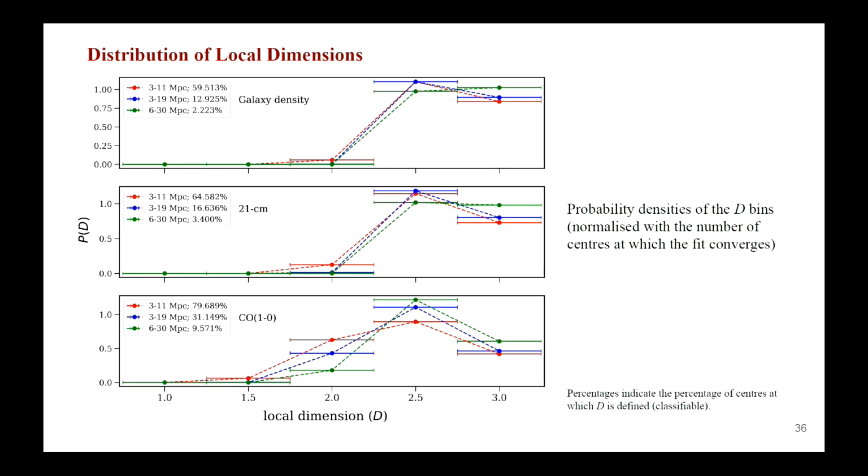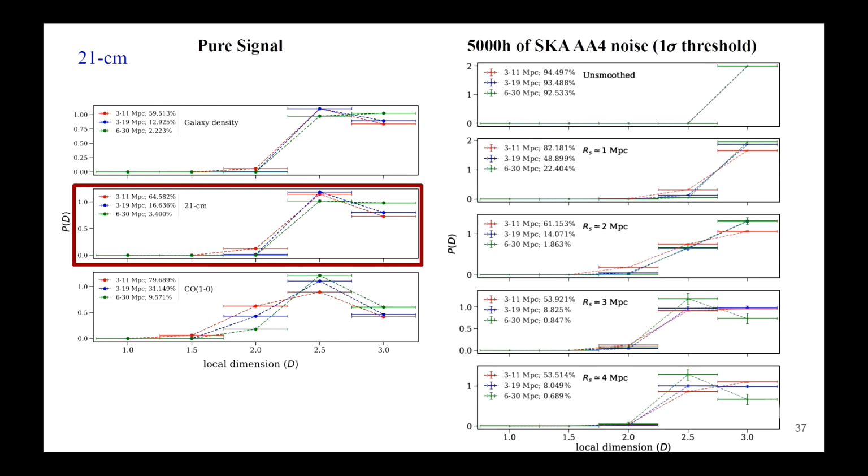To verify whether this is detectable in an actual observation with SKA or not, we simulated the SKA-like noise and injected it in our 21 centimeter maps. First of all, if you don't do any kind of denoising, you don't get anything related to this particular statistic. So you have to do some sort of smoothing of your images, some amount of denoising, and if you keep increasing your smoothing radius, eventually you start to pick up the same sort of structure in your probability density function of local dimension.